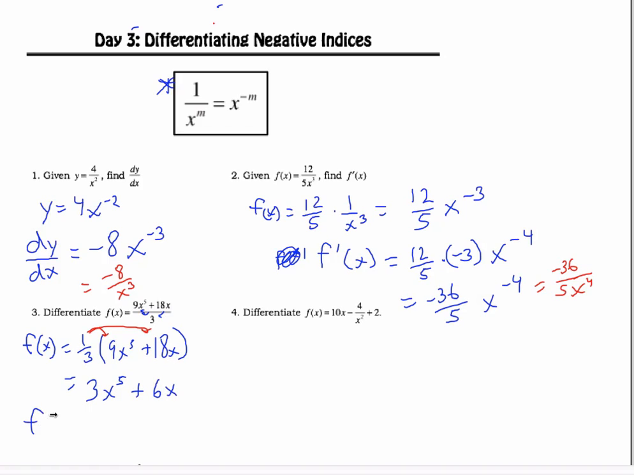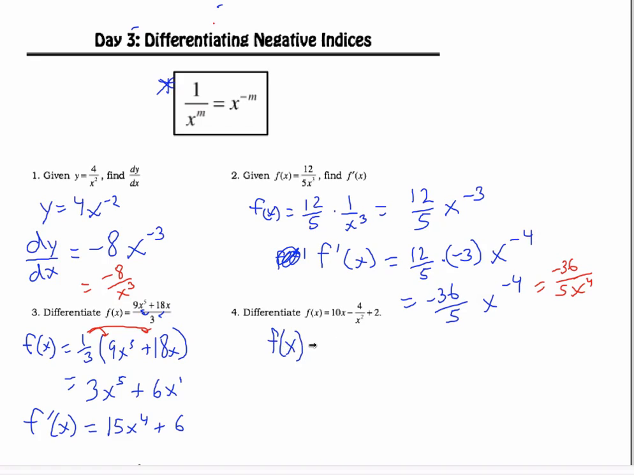So then we can differentiate. So f prime of x equals, we're going to do 3 times 5 is 15, reduce the exponent by 1. And then we're going to have, well, this is like a 1, so 1 times 6 is 6. Reduce the exponent by 1 is x to the power of 0. So it's just 6.